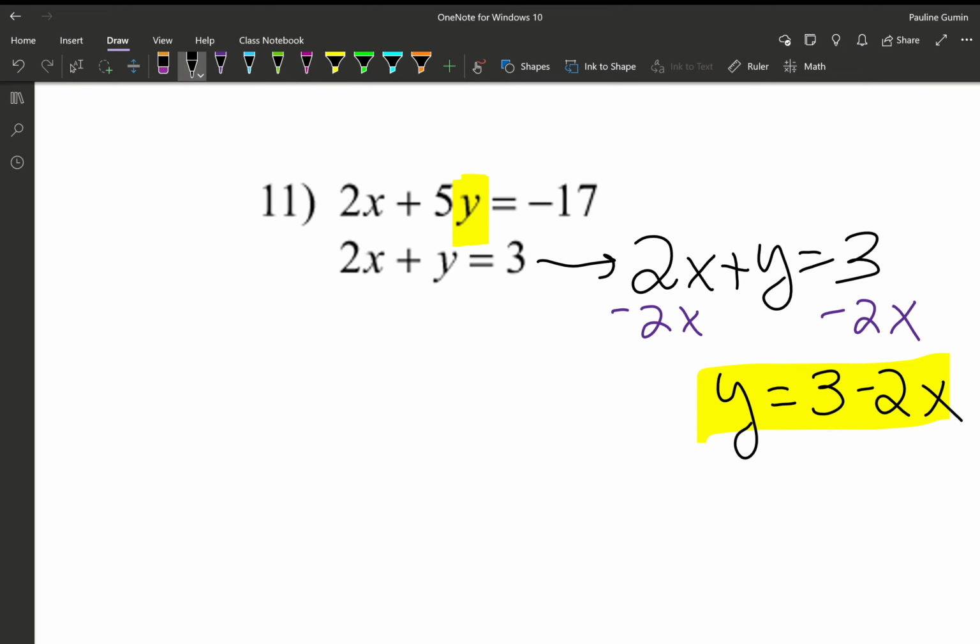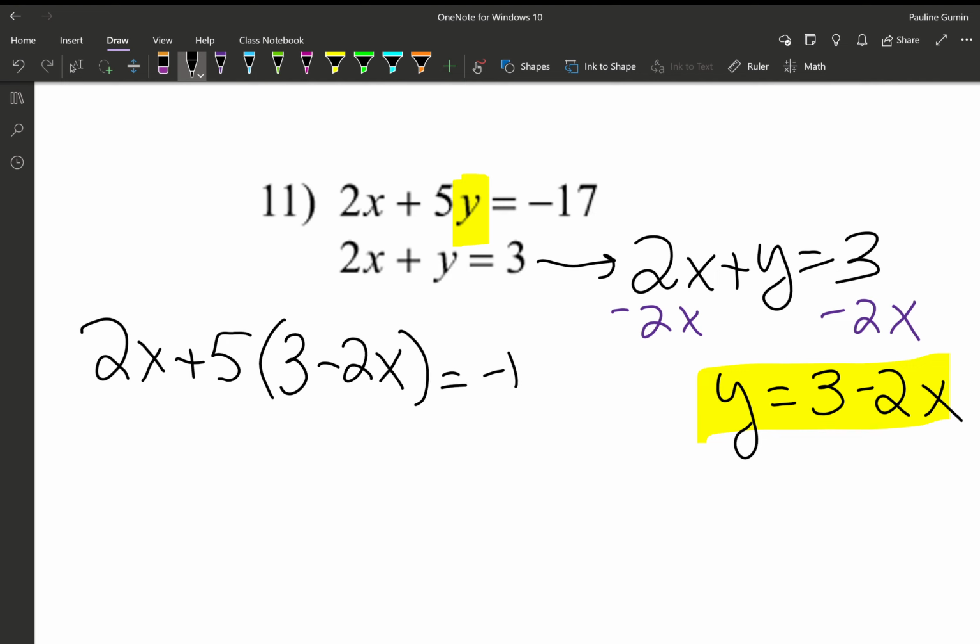If you work with the bottom one, if you manipulate that, you always plug into the top. And if you manipulate the top, plug into the bottom. You don't want to plug it into the original equation. It will not give you an answer.